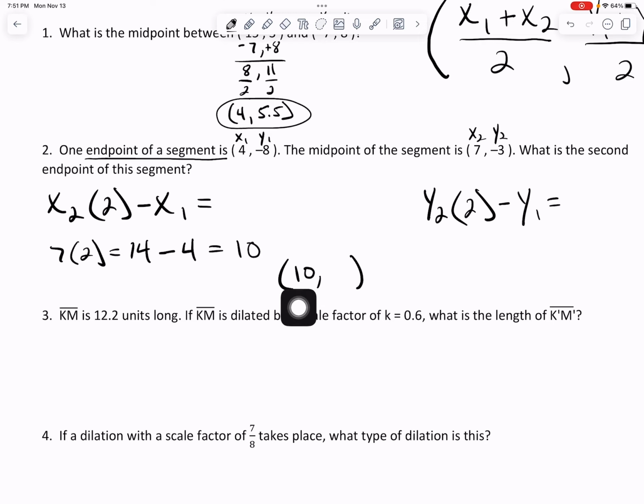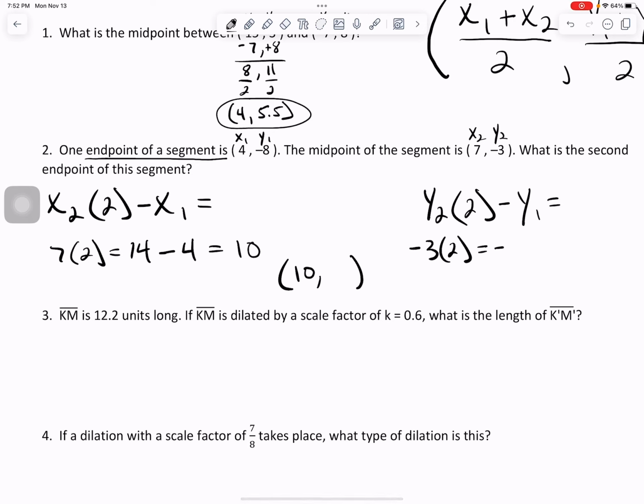Now, you might want to check your answers. See how many have a 10 in the x spot, because it always goes x, y. If there's only one with the number 10, go ahead and circle your answer. You don't even have to mess with y. But if there's 2 of them with 10 or 3 of them or all 4, you definitely want to solve for y. And it's just the same thing, except now we're taking our y2 of, great job, -3.